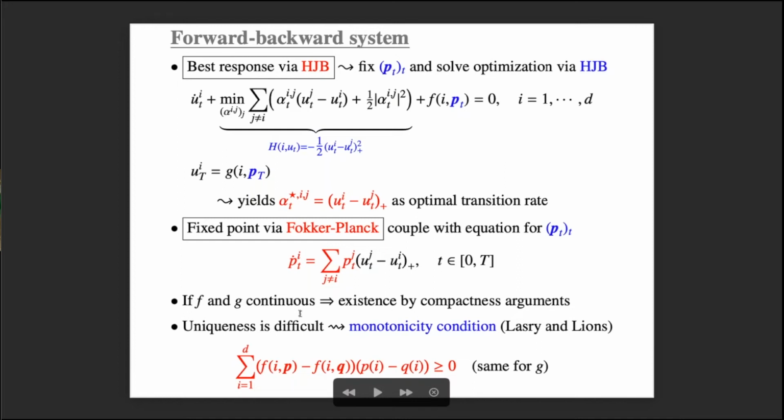As for uniqueness, we will also have the analog of monotonicity. This is the shape: it means that if you take F_i(p) minus F_i(q), acting on p_i minus q_i, then the sum of this has to be non-negative. So this is the usual background for games with a finite or on a finite set.